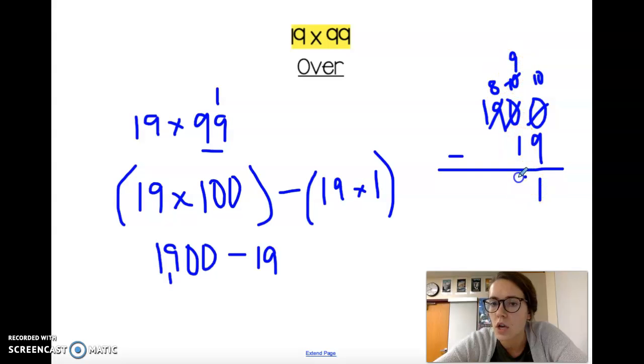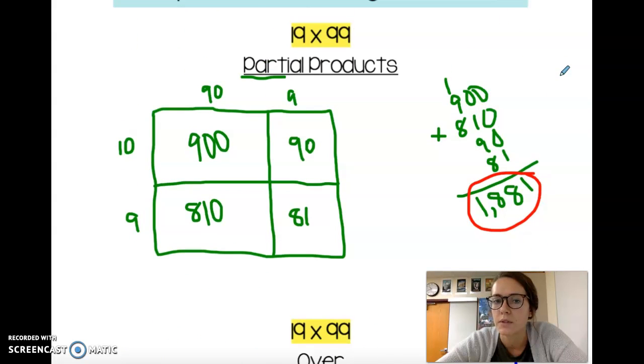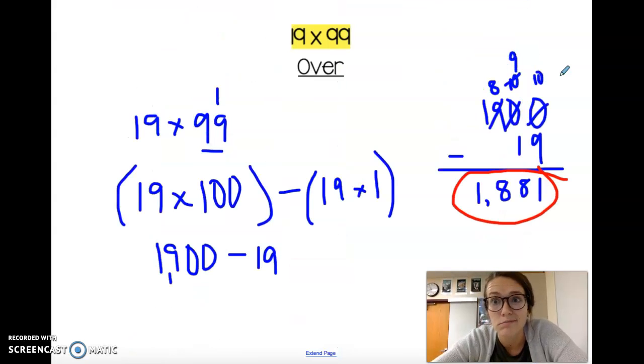9 minus 1 is 8. 8 minus nothing is 8. And 1 minus nothing is 1. And what do you know? We got the same answer that we got up here, 1,881. Same answer. Seems like our strategies are pretty solid.